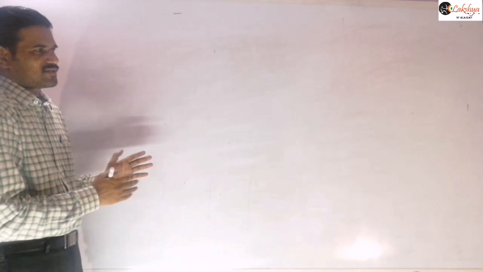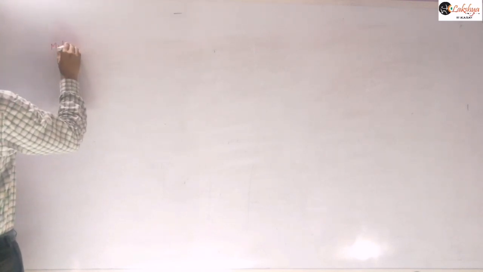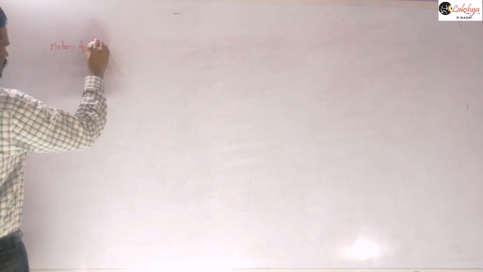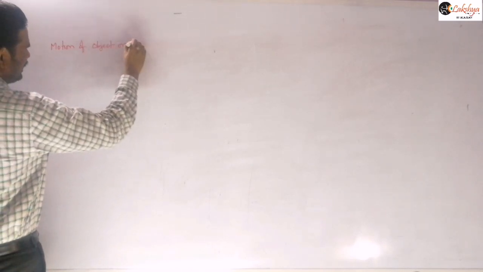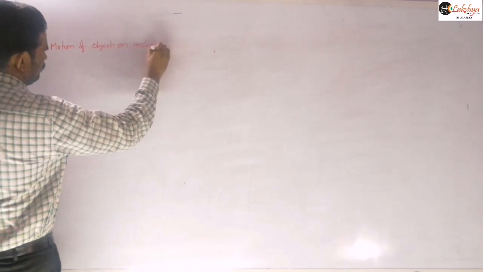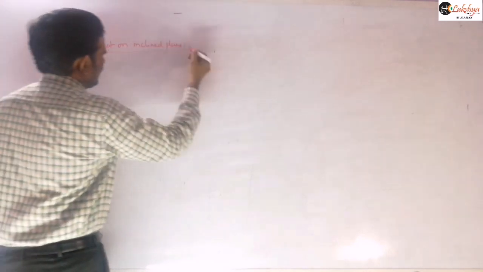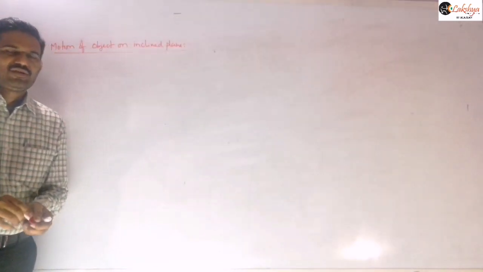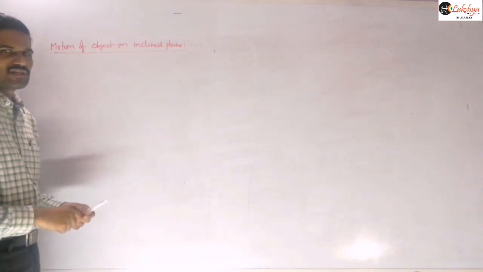So next I am discussing the motion of the object on a rough horizontal, rough inclined plane. Motion of object on inclined plane. The smooth plane we discussed already in NLM, that means NLM 1. So now we are going to discuss the motion of the object in a rough inclined plane.